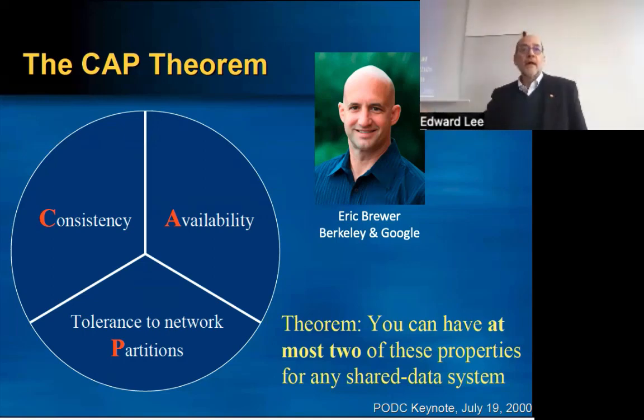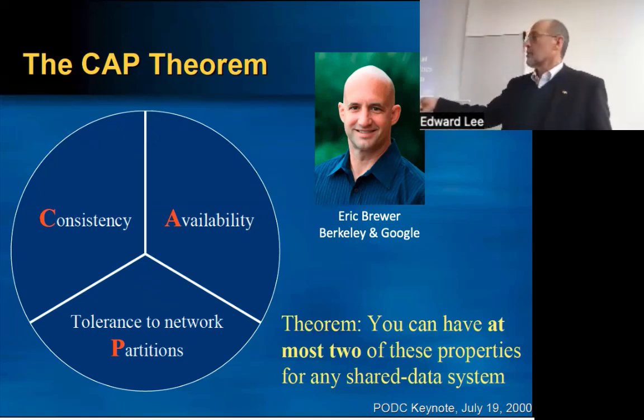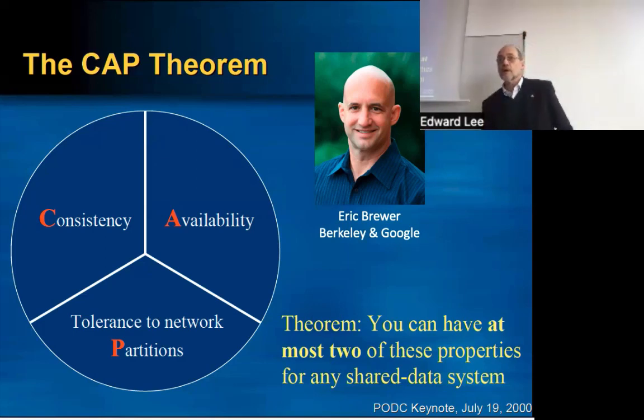Or you can start with what your network gives you and then derive what the possible consistency and availability numbers are that you can achieve with that network. Okay, so that's the big picture, and that's the story that I want to lay out for you.